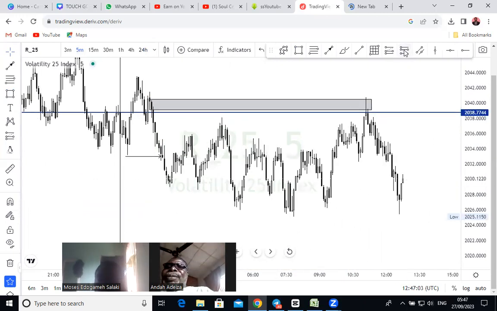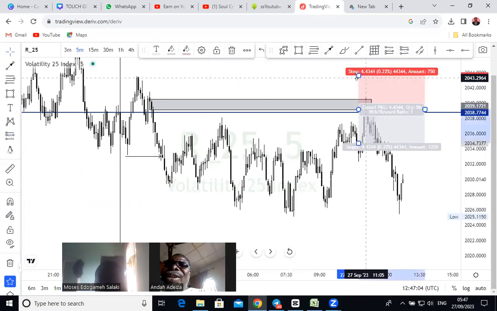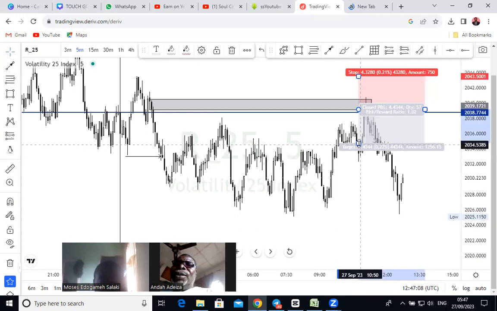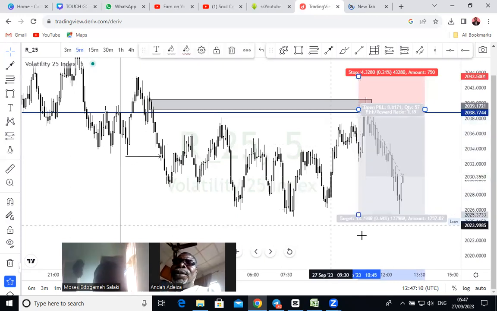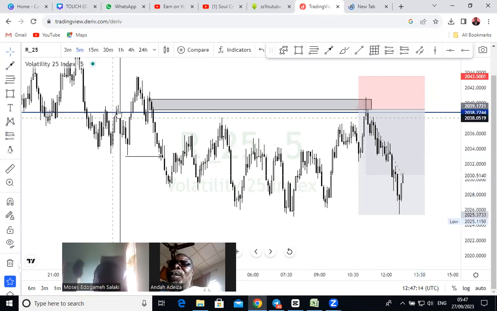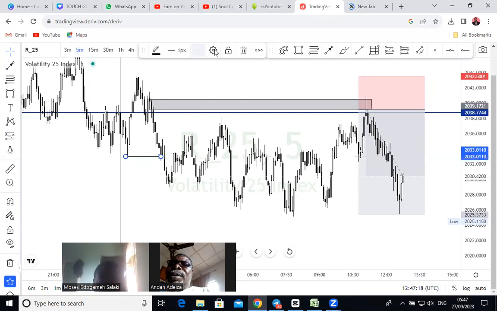So if you had entered here, this is already a 1 to 3. Okay. Price opened, pushed higher, and broke lower. That's the break.